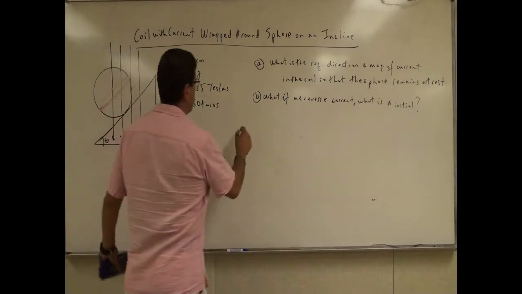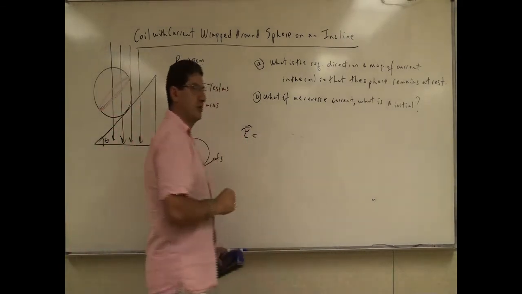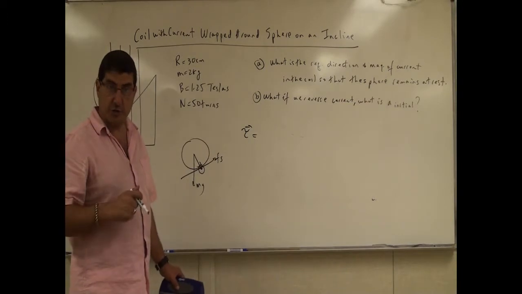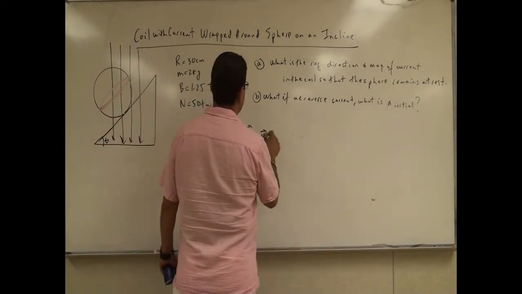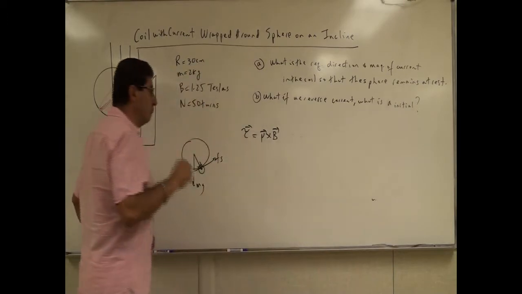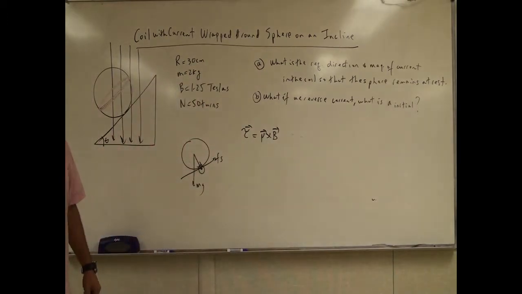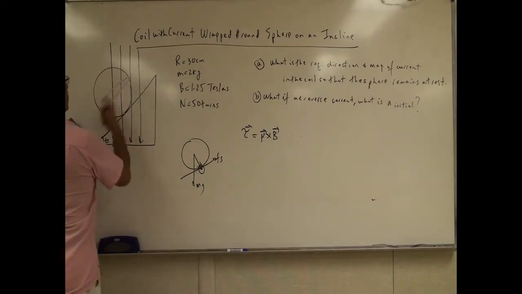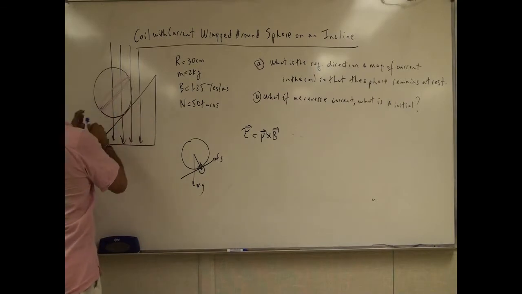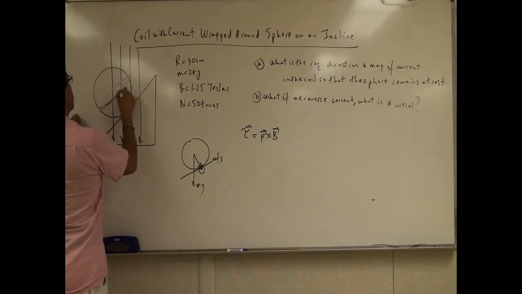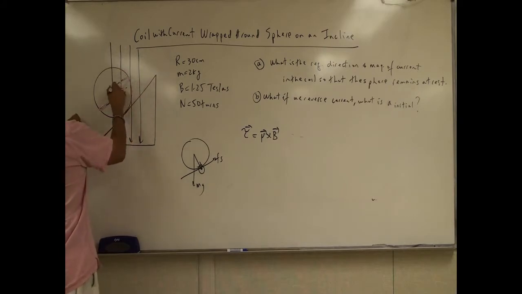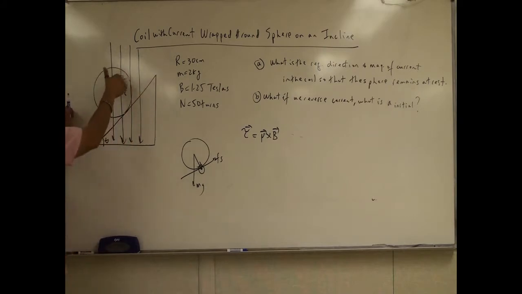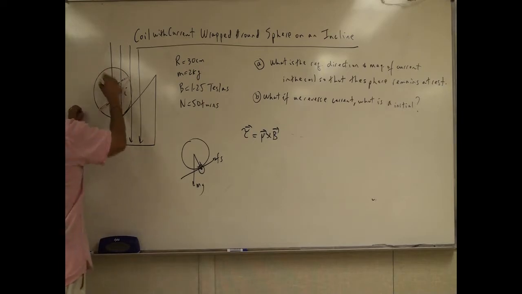The torque due to a magnetic field on a current carrying coil is equal to mu crossed into B, the magnetic moment crossed into the magnetic field. So how do we define the magnetic moment vector? Let's say on our side, the current is flowing this way, and on the back side, the current is flowing this way. That means the magnetic moment is in that direction.